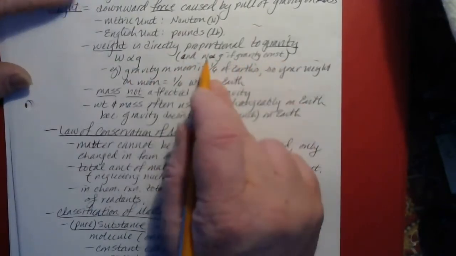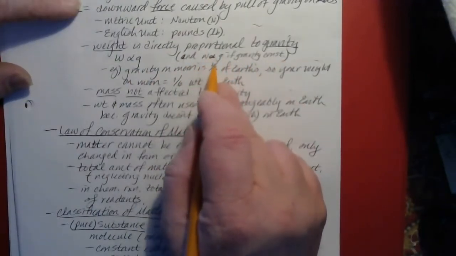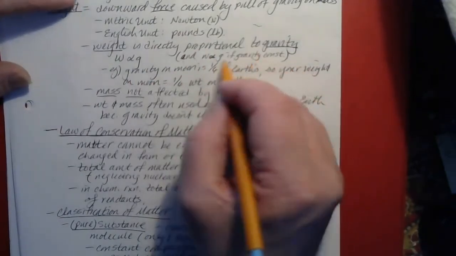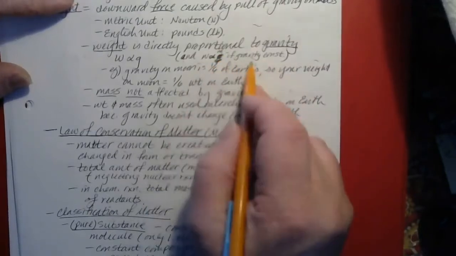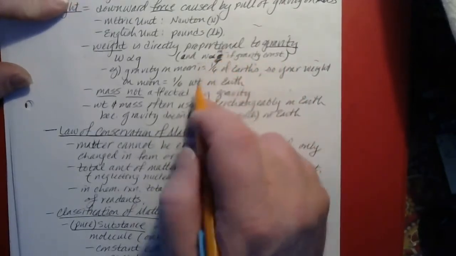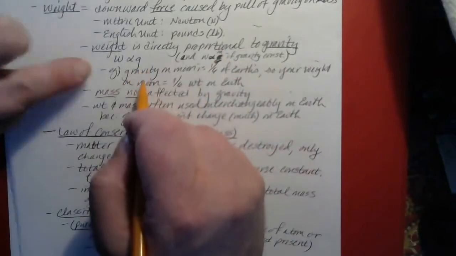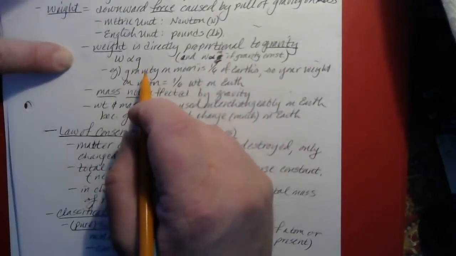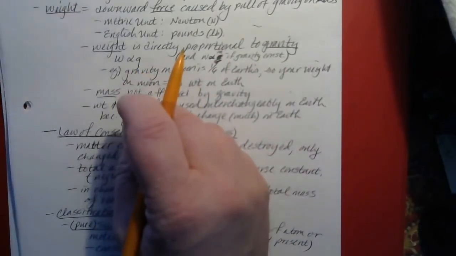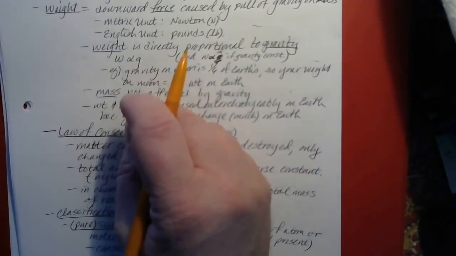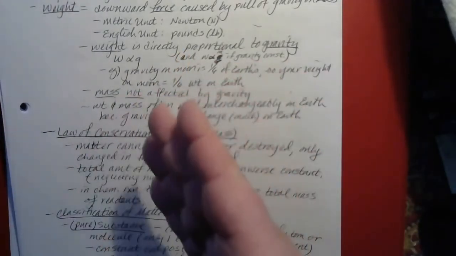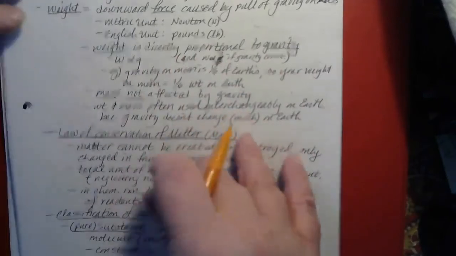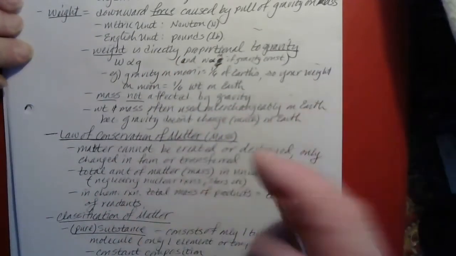If gravity stays constant, then weight is proportional to mass. The reason that we often use weight and mass interchangeably, even in science, is because as long as gravity doesn't change, then weight doesn't change. And so you can kind of use the two interchangeably.